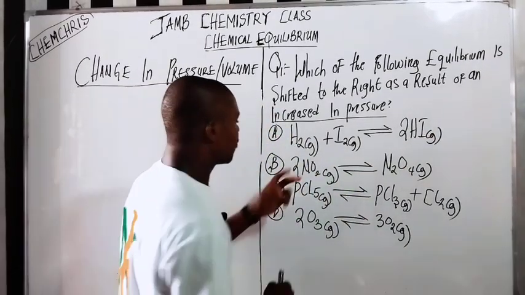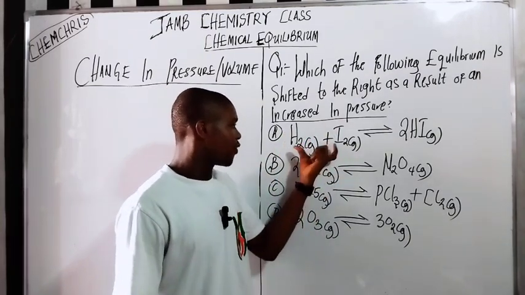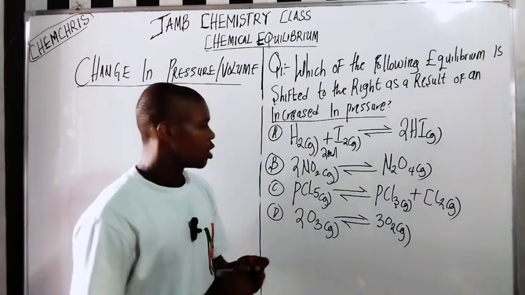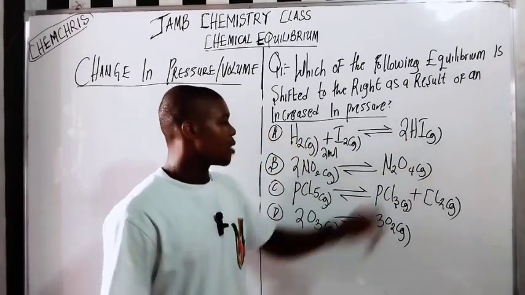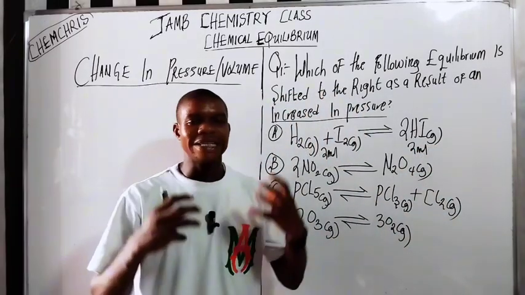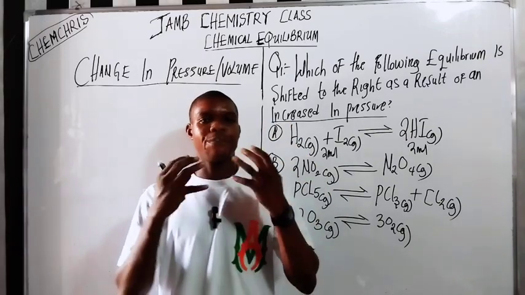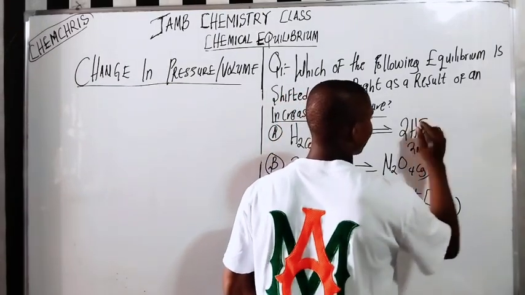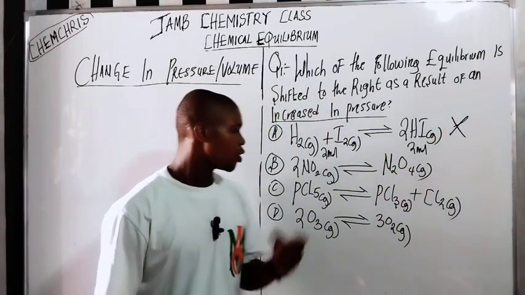Now if you look at the reactant side, we have 1 mole of gas, 1 mole of gas. If I sum them together, we have 2 moles of gas. Here we have 2 moles of gas. Now, what did I tell you when the moles are the same on both sides? Whenever the moles are the same, pressure and volume do not affect the equilibrium position. So for this one, pressure and volume have no effect. So this one is wrong.